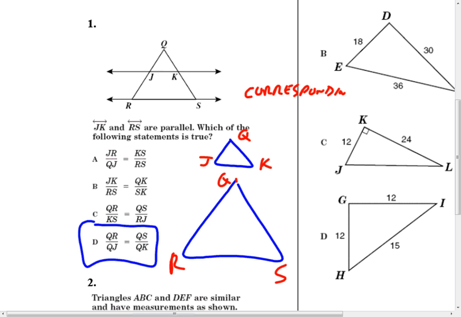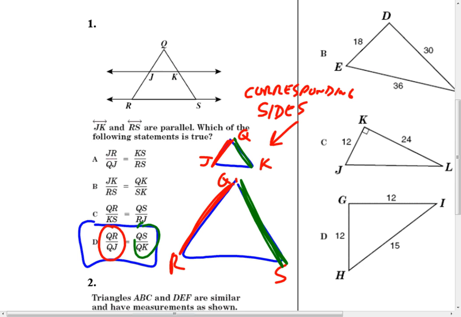One way to look at this type of situation with similar triangles is to look at corresponding sides. So when I separate the two triangles and look at the two figures, I'm actually looking for corresponding sides. And that's what this was. We had QR with QJ, they correspond, and we had QS with QK. That's one way to develop your proportion.